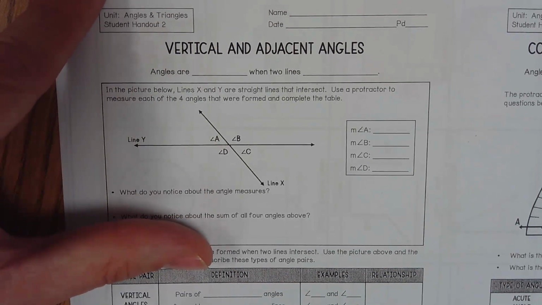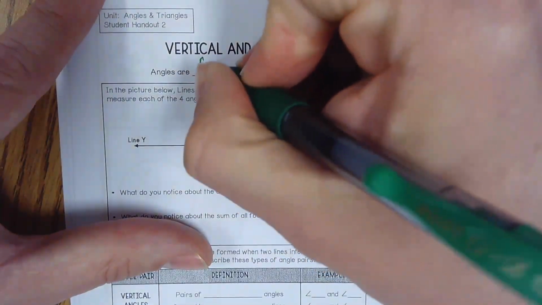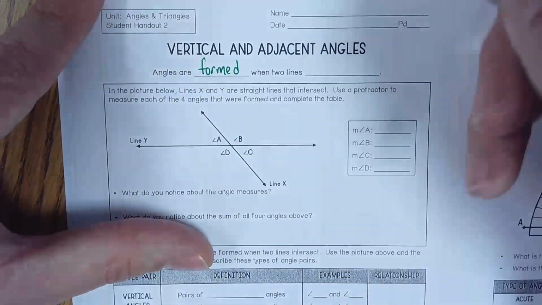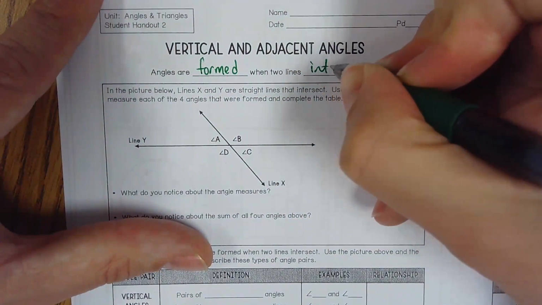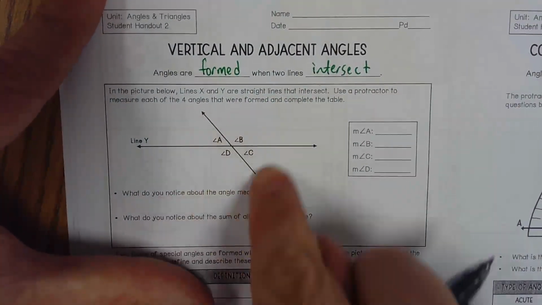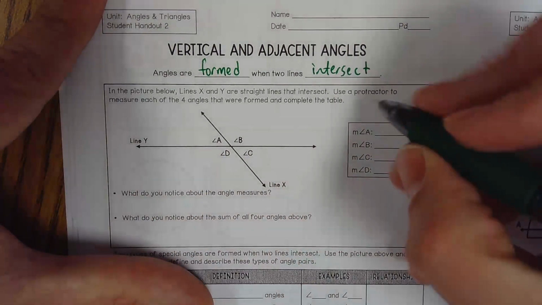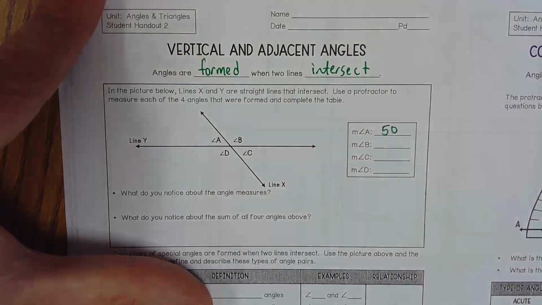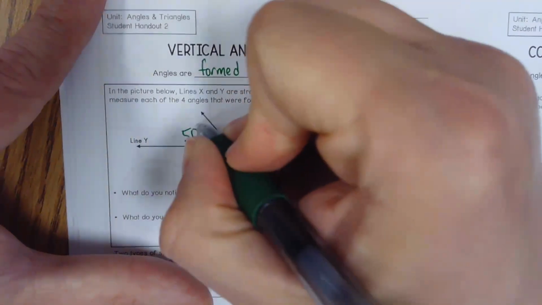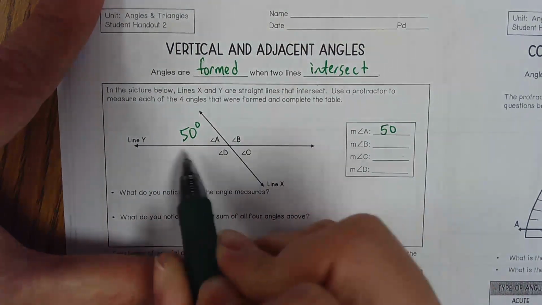All right. So right at the top of the notes, these will go pretty quickly today. It says angles are formed when two lines intersect. So normally I would want you to get an angle ruler or a protractor out to measure these angles. I'm just going to give you the measure for angle A. So if this is 50 degrees, what do you think this one would be? I want you to think real hard. These make a straight line.